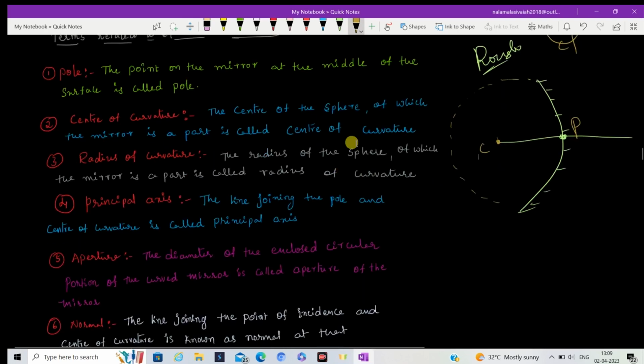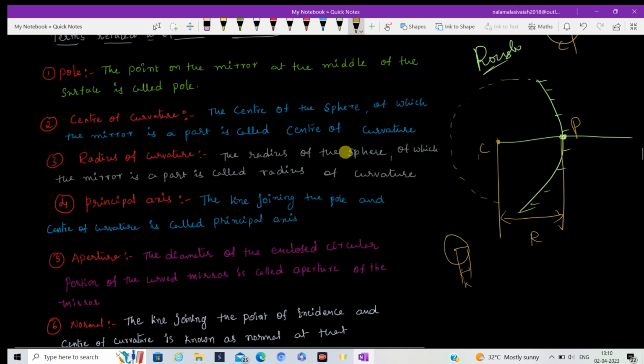Coming to the radius of curvature, as I already discussed, if you take the sphere, from the center to one point on the sphere, that is called the radius. Here also it is the same: from the center of curvature to the pole is called the radius of curvature. Radius of curvature is denoted with the capital letter R.